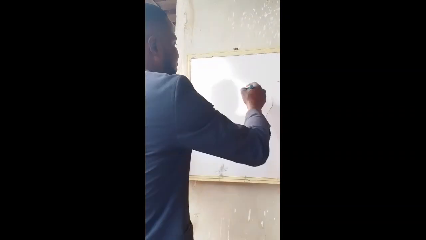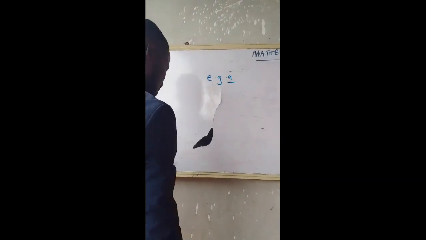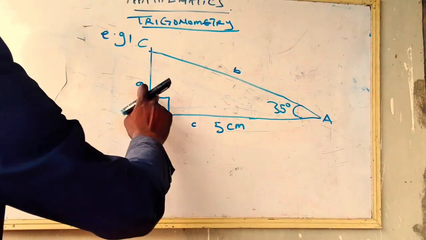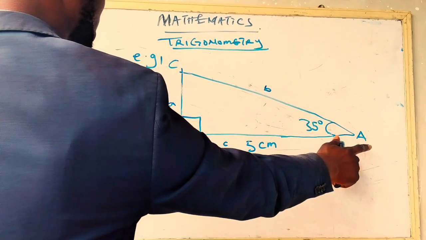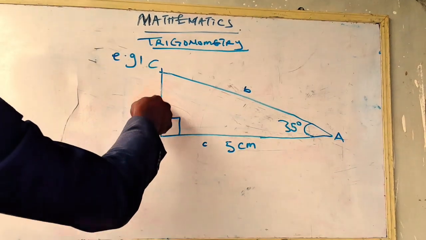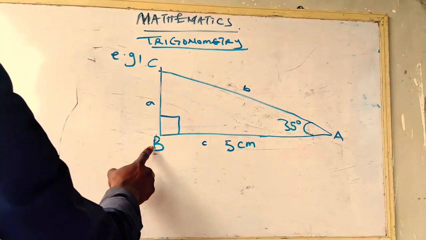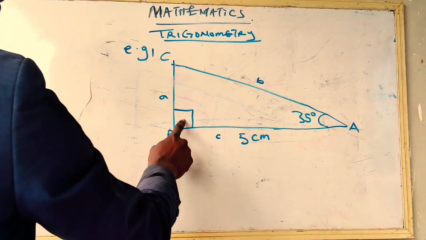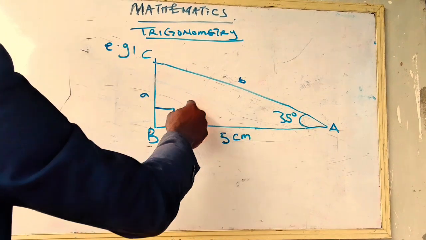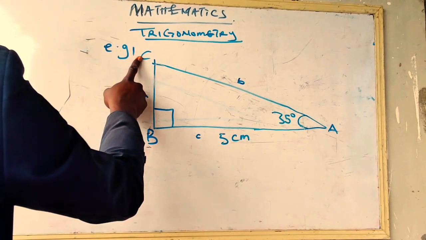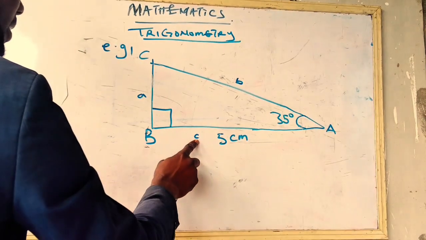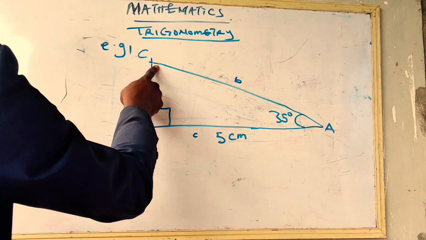Example 1. As you can see, this small letter a is facing this capital letter A. Capital letter A means angle A, while the small letter a means the side facing angle A. Also, capital letter B means angle B, which is this 90 degrees, and this small b is the side facing angle B. Now, this is capital letter C, so this is angle C, while this line is the side facing angle C.